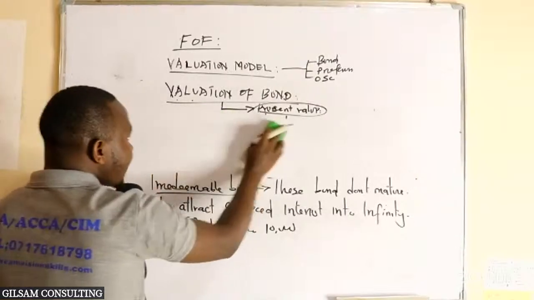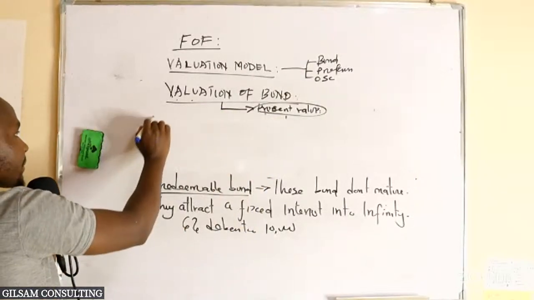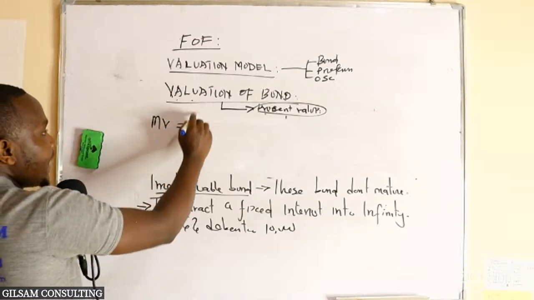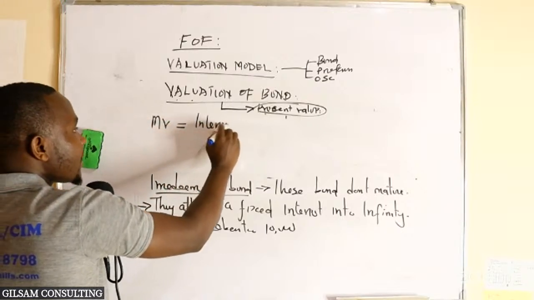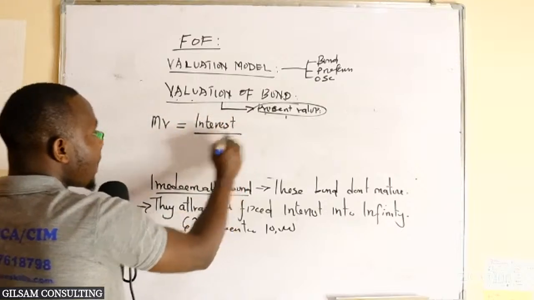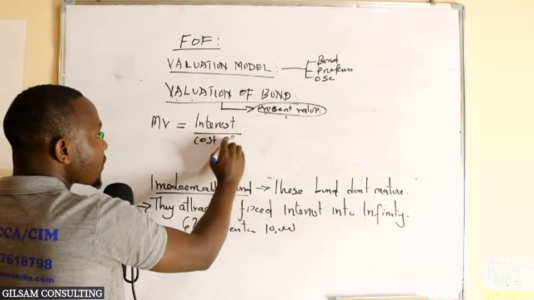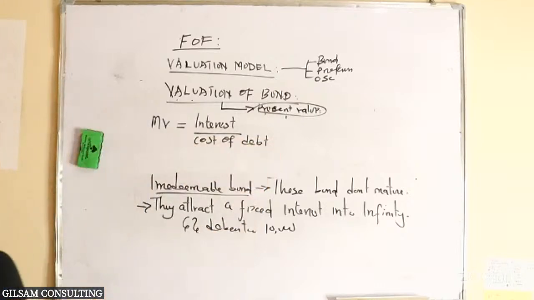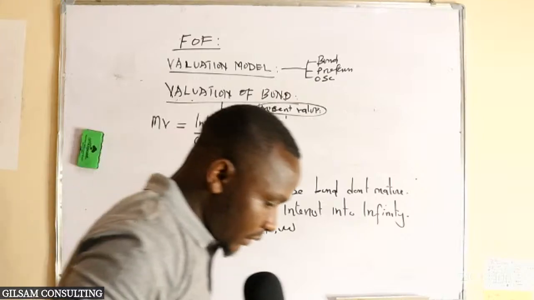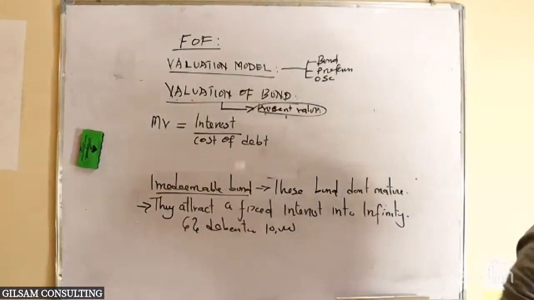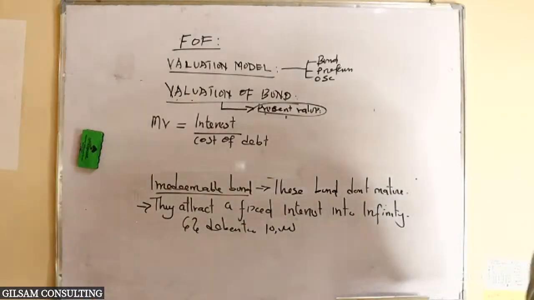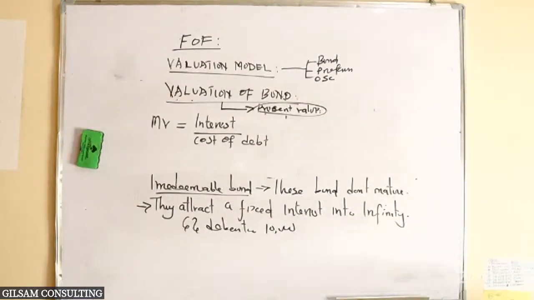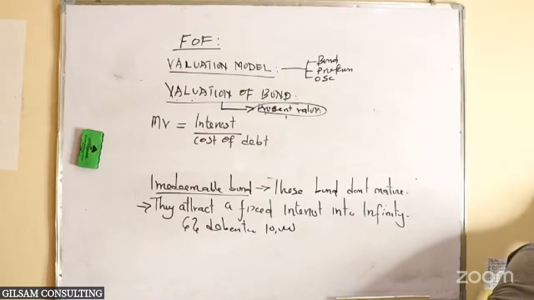So how do you get now that market price? Market price tunaandika MV, which is equal to the interest divided by the cost of debt.